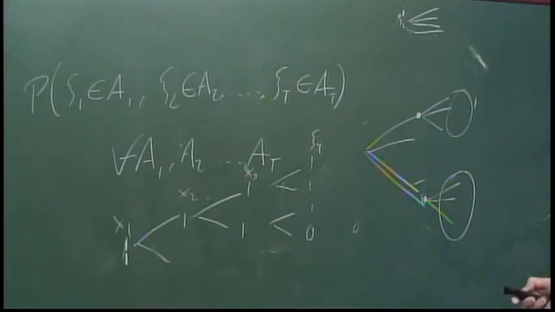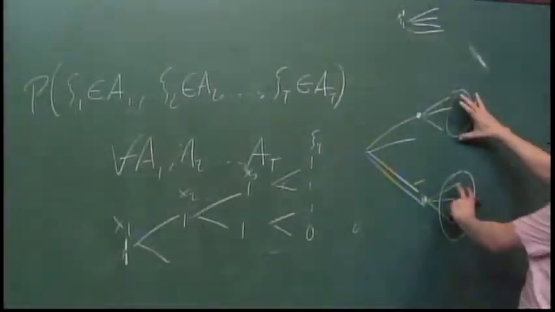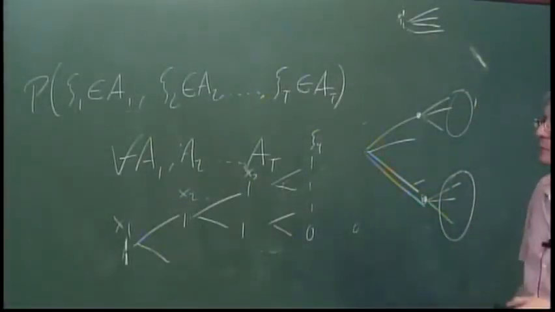Then we can define the distance. If I condition on the same path, right, and this path that I'm conditioning on doesn't exist in this tree, I say that the distance is 0, right? If this tree is a subset of the big tree. But otherwise, I'm going to look at this distance, this one stage distance, right? Which is the conditional one.